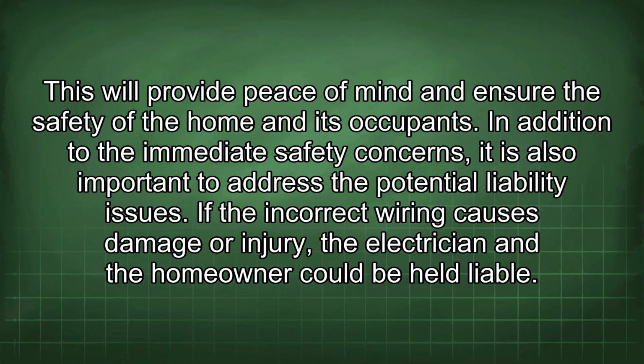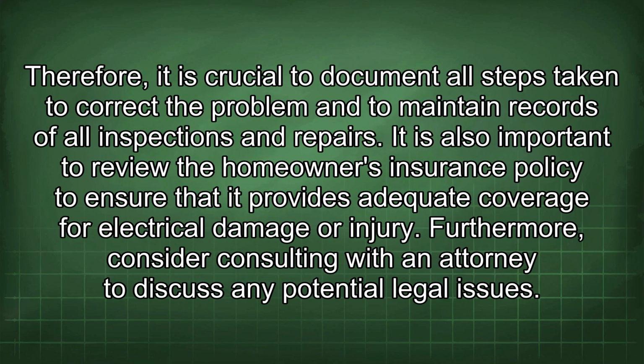In addition to the immediate safety concerns, it is also important to address the potential liability issues. If the incorrect wiring causes damage or injury, the electrician and the homeowner could be held liable. Therefore, it is crucial to document all steps taken to correct the problem and to maintain records of all inspections and repairs. It is also important to review the homeowner's insurance policy to ensure that it provides adequate coverage for electrical damage or injury. Furthermore, consider consulting with an attorney to discuss any potential legal issues.